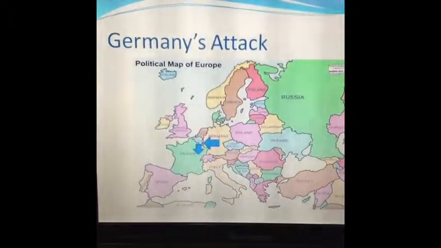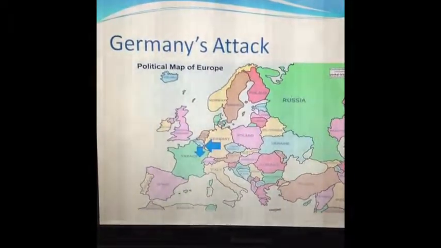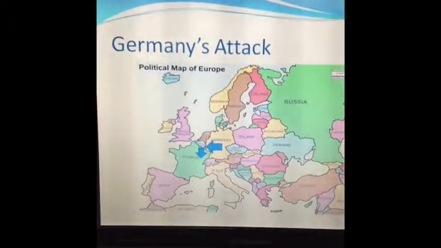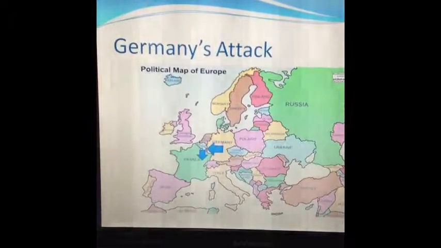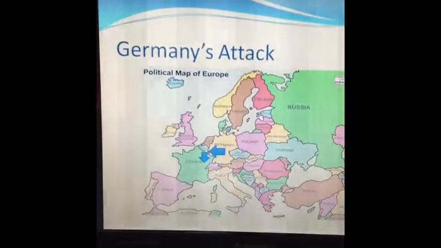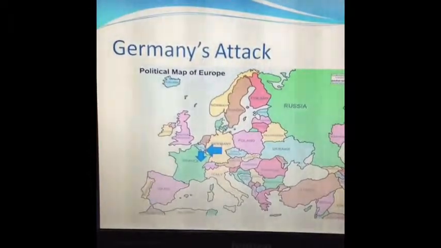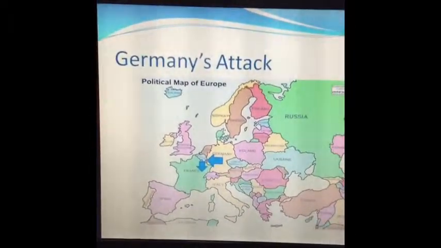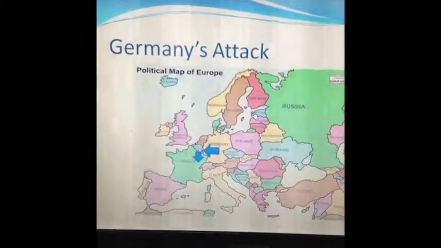However, the alliance system pulled one nation in after the other. Germany entered the war on the side of Austria-Hungary. They began their war by invading Belgium and then invading France. Britain and France teamed up to help stop the German forces.